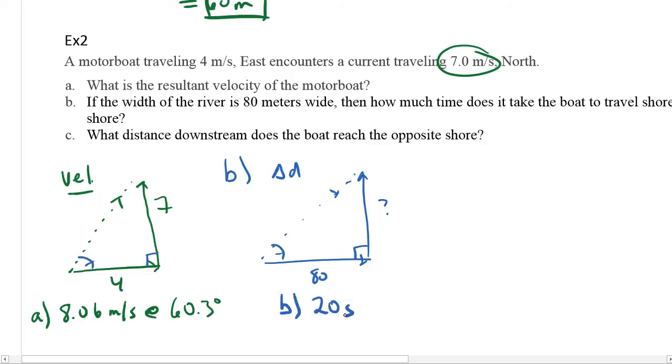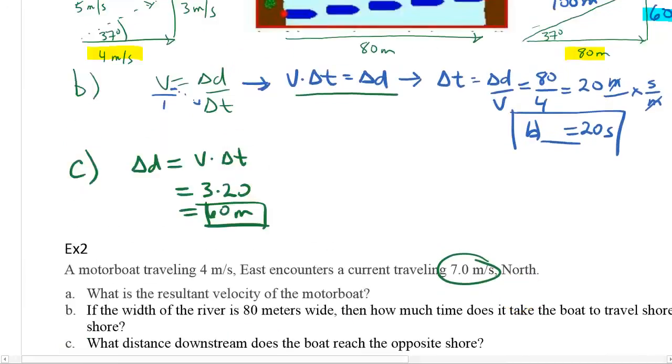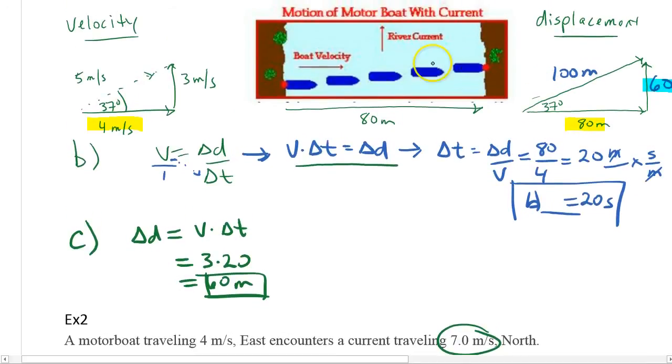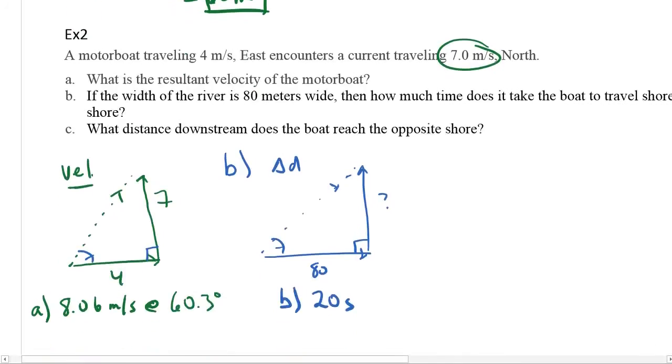If you have a boat that can go 4 meters per second, and you point it straight across the river, it doesn't matter how fast the current is. The current doesn't make any difference, if I'm going straight across. It takes me 20 seconds to get across, so that's my answer for B.